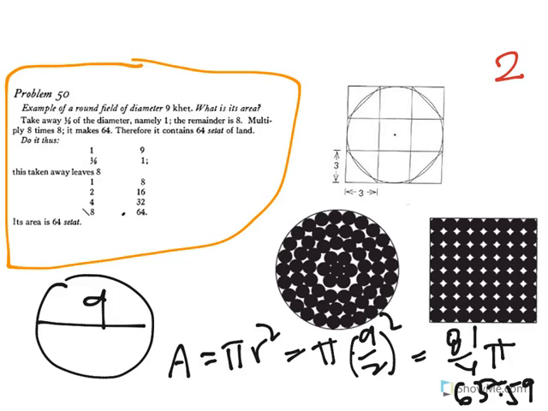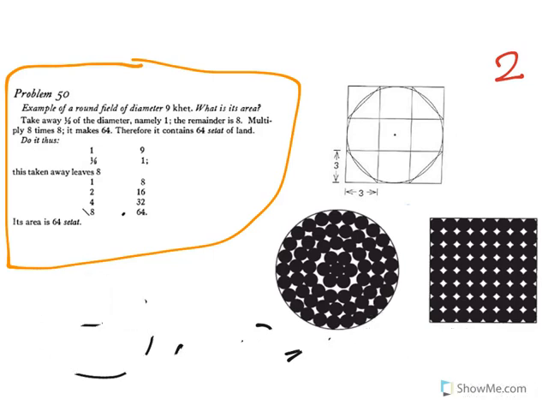However, back then they got a different answer. Sorry, 63.59 is what we get today. They didn't get 63.59; they got something a little bit off from that. Let's see, based on the Rhind Papyrus, what their algorithm might be. It says here, take away 1/9 of the diameter, namely 1, and the remainder is 8. Multiply 8 times 8, it makes 64.